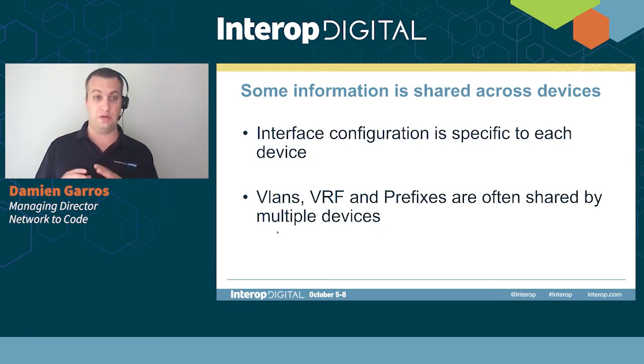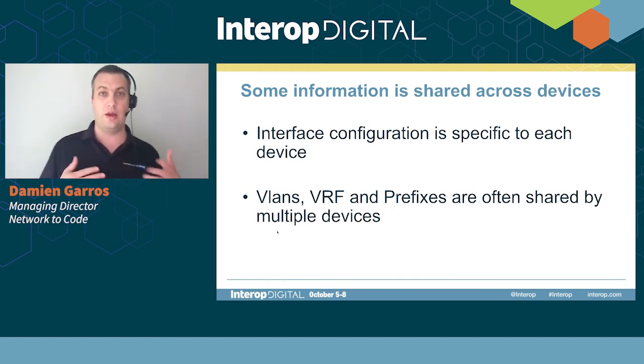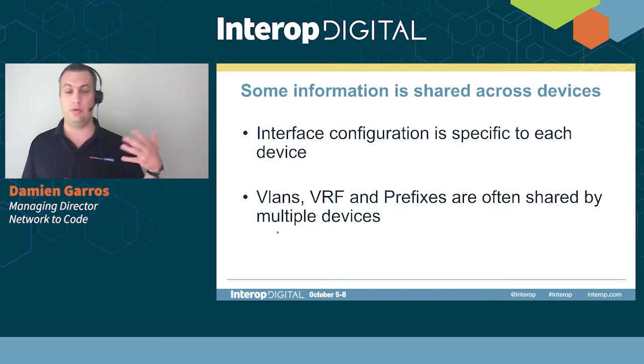Now, the challenge is about all the resources in your network that are shared across multiple devices. For example, the VLANs, the VRFs, the prefixes that can be shared across the rack, or shared across multiple devices inside a site. And so you may want to make sure that you don't end up with one VLAN 100 per device, for example, when you import everything into the source of truth.